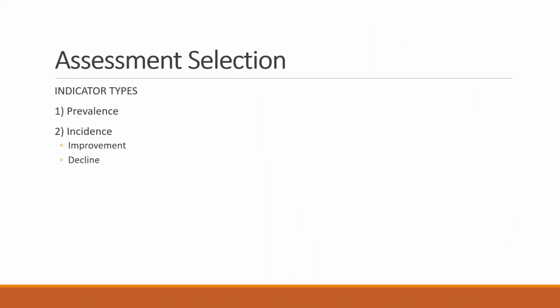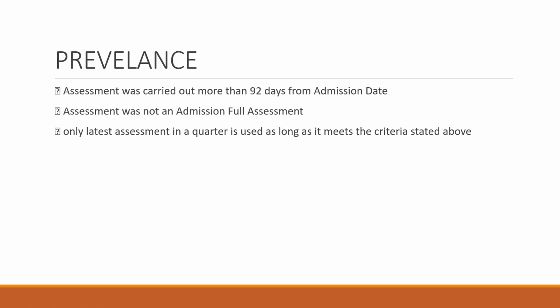Once again, we're going to go through this each and every time. Remember, in the 35 QIs, there are two types of indicators, those that are called the prevalence indicators and those called incident. Incident indicators are going to look at improvement and decline. So we can see that we've got 12 prevalence indicators. We have 9 of the improvement indicators, and we have 14 of the decline indicators altogether.